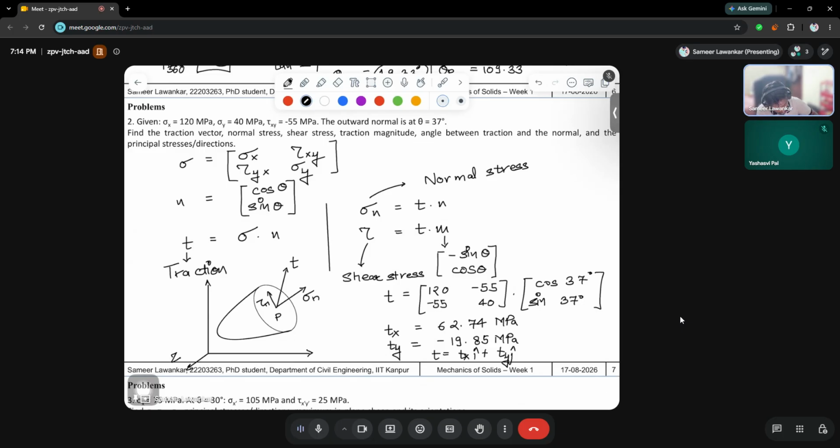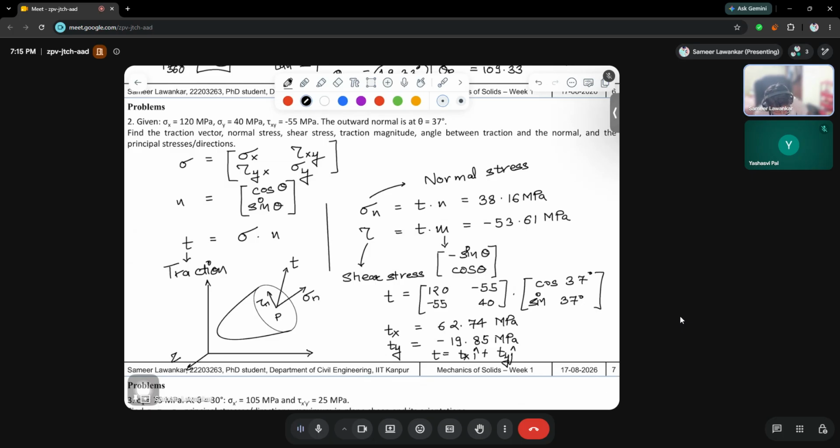So we have T. Now similarly we can get sigma n. Sigma n is basically T dot n. When you calculate T dot n, it is nothing but 38.16 MPa. And similarly T dot m, for m you can directly use minus sin theta, cos theta. When you solve this, you get a simple value of minus 53.61 MPa. Fine. So I hope this is clear.